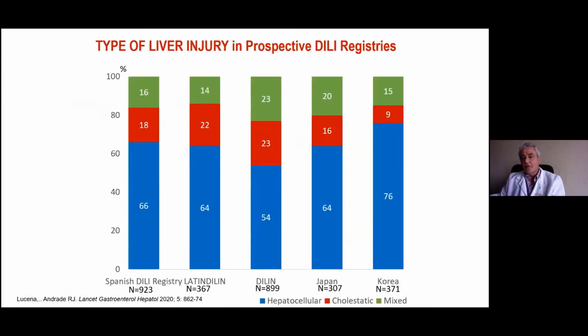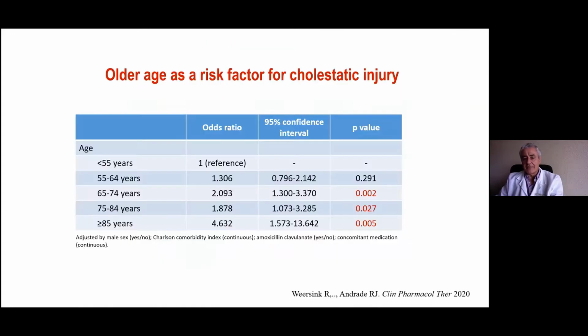But for practical purposes, what we do in clinical practice and also in prospective DILI registries is to classify the phenotype of DILI according to biochemical criteria. You can see that these are data from several registries, and the hepatocellular type in blue is the most common phenotype of DILI across the registries, followed by the cholestatic in red and the mixed type of damage in green.